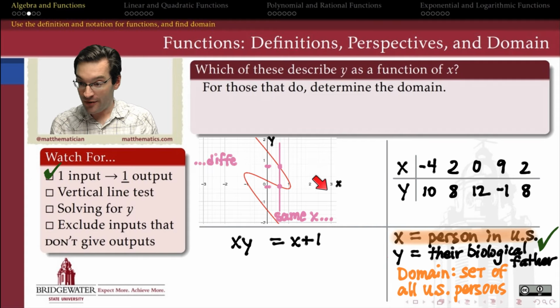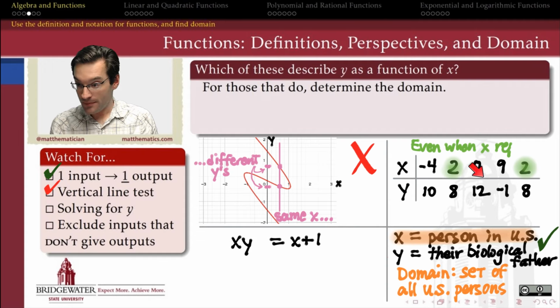On this graph of x versus y, I find out that a single x value, such as this x right here, can have two different y's, because this vertical line crosses my graph in more than one spot. And therefore, since a single x can have multiple y's, here y is not a function of x. This graph has failed the vertical line test.